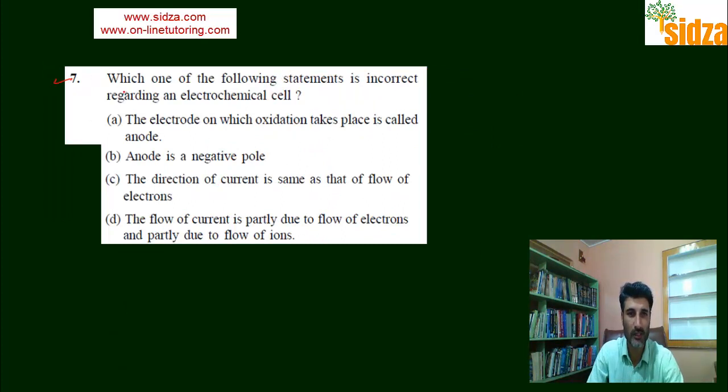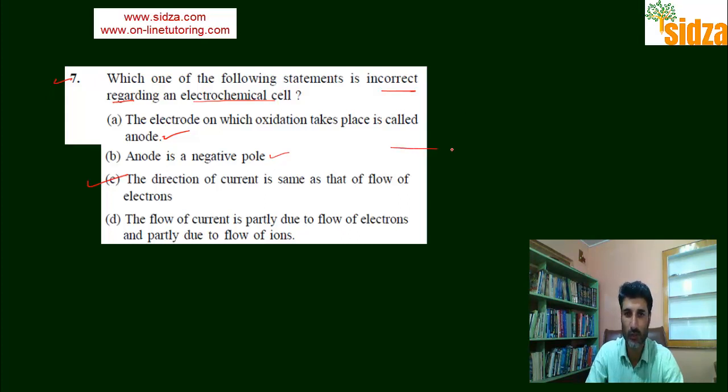Now question number 7: which one of the following statements is incorrect regarding an electrochemical cell? We have to check which one is incorrect. The electrode on which oxidation takes place is called the anode, right? That is correct, and it is always assigned a negative sign, so the anode is the negative pole. This is also correct. The direction of the current is the same as that of the flow of the electrons. That is the wrong one, right? I think this is the incorrect statement.